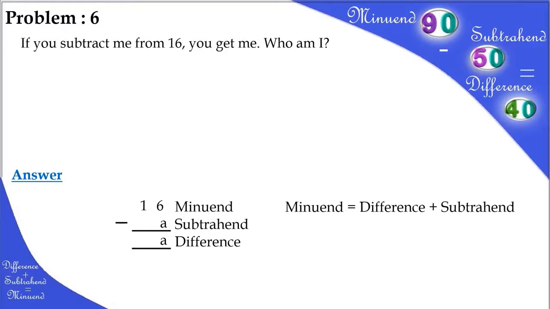Minuend equals difference plus subtrahend. 16 equals A plus A. We know that 8 plus 8 is 16. So the answer will be 8.